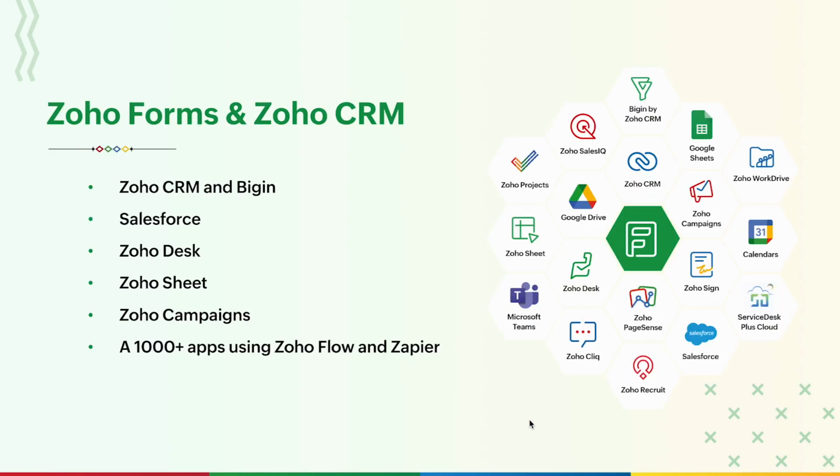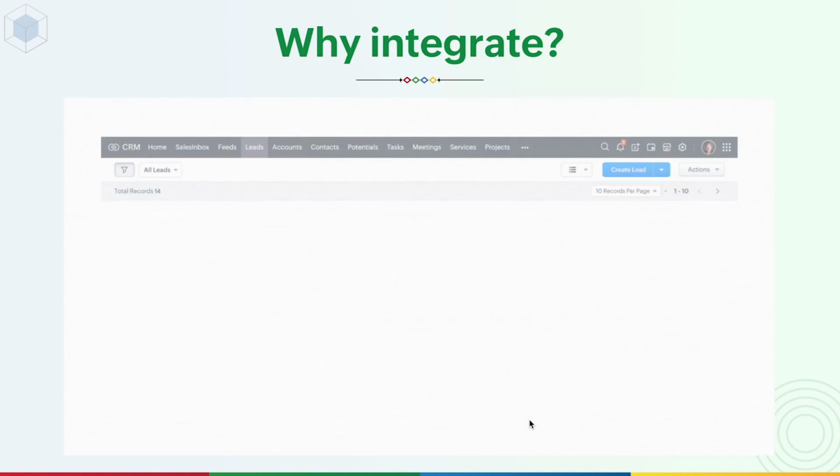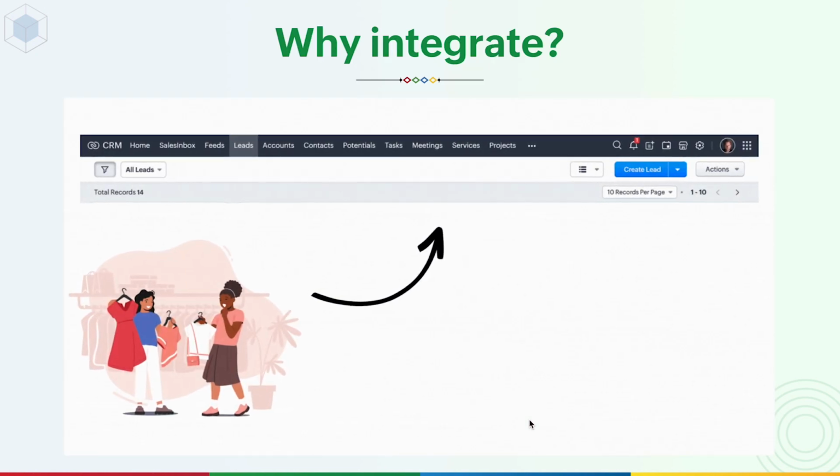So here is the list of some of the services that Zoho Forms can be integrated with. It can be integrated with Zoho CRM, Salesforce, Zoho Desk, Zoho Sheet, Zoho Campaigns, and more than 1,000 apps using Zoho Flow and Zapier. In this session, we are going to focus only on Zoho Forms and Zoho CRM integration. So let's first understand why you should even go for this integration.